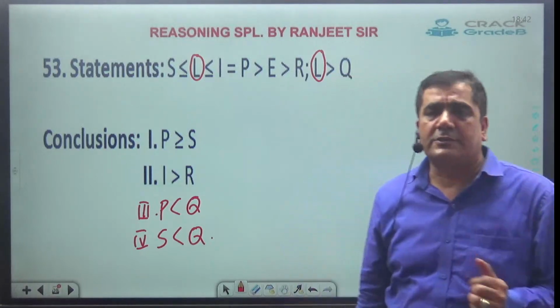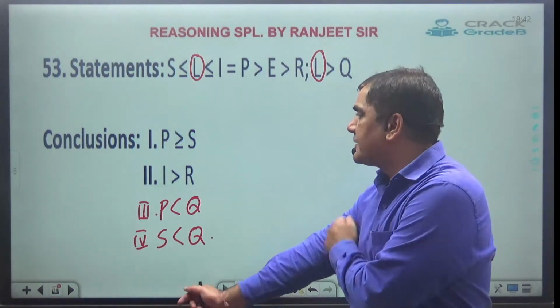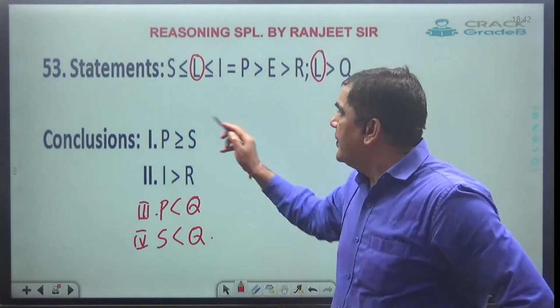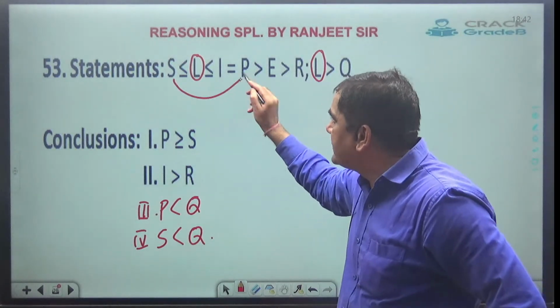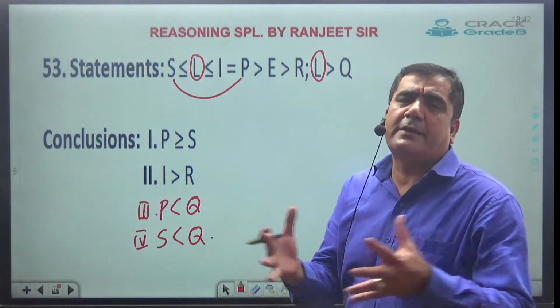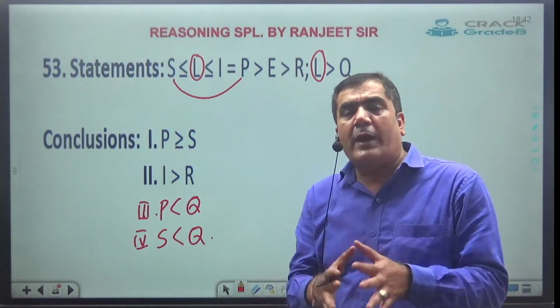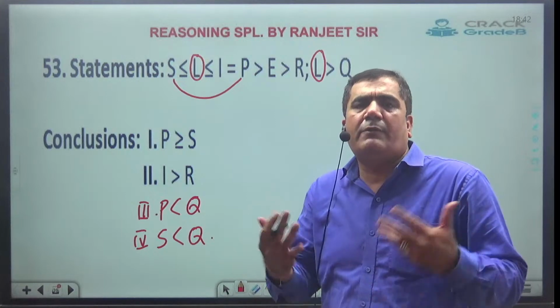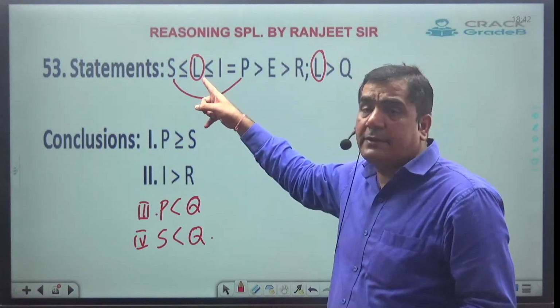Then how to get the answer? See, in the first one, they are asking the relation between P and S. Just see, both P and S have come in the first statement only. Then what's the point of combining these two? Whenever that is required, then I will combine. If that is not required, I won't combine, because L has come in the middle.